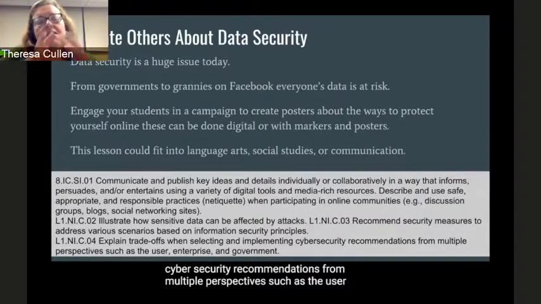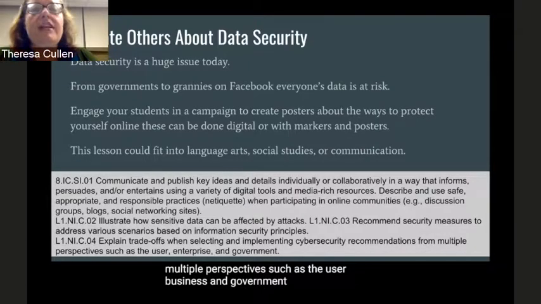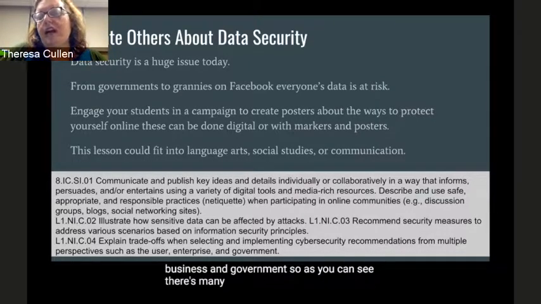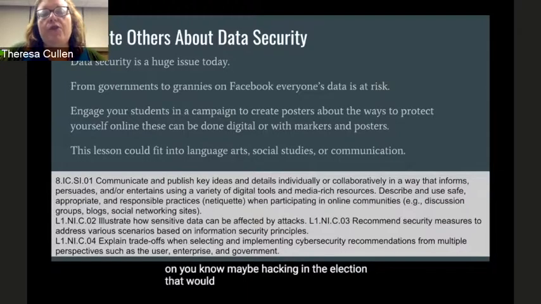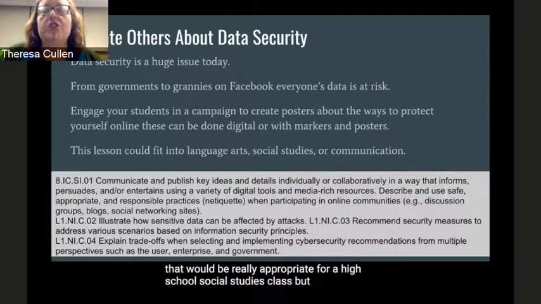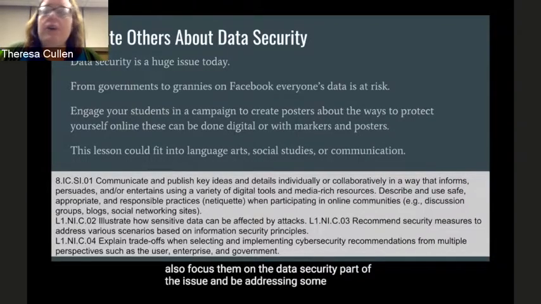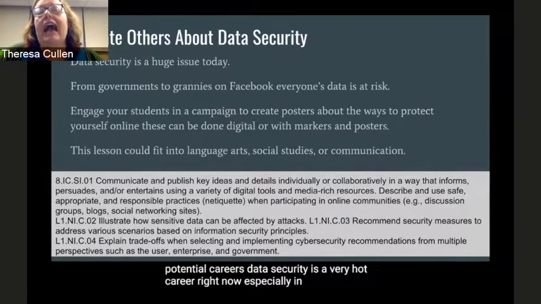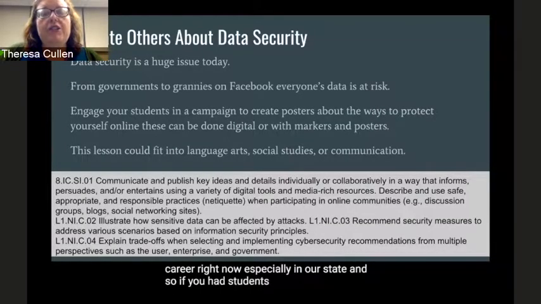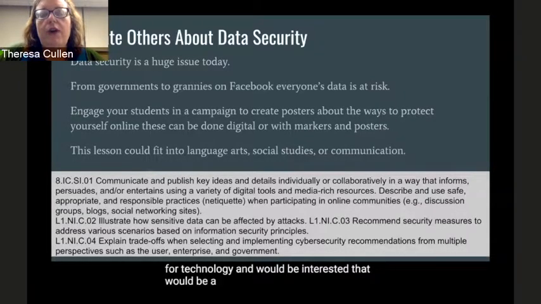So as you can see, there's many grade levels where our computer science standards would be relevant, and would fit in. And if we did a unit on, maybe hacking in the election, that would be really appropriate for a high school social studies class, but we could also focus them on the data security part of the issue and be addressing some potential careers. Data security is a very hot career right now, especially in our state. And so if you had students who had an aptitude for technology and would be interested, that would be a great way to expose them to that as a potential career opportunity.